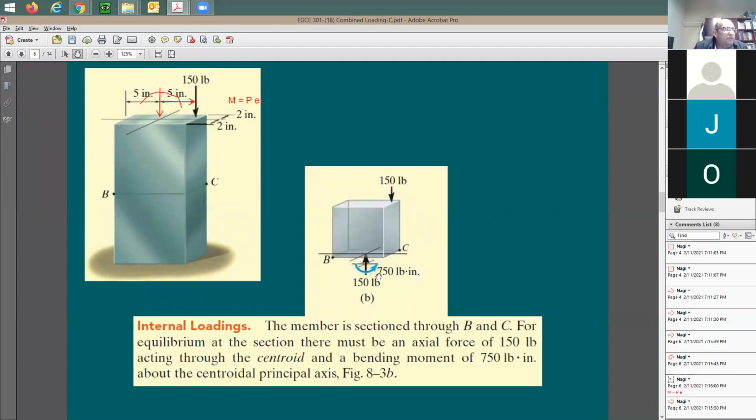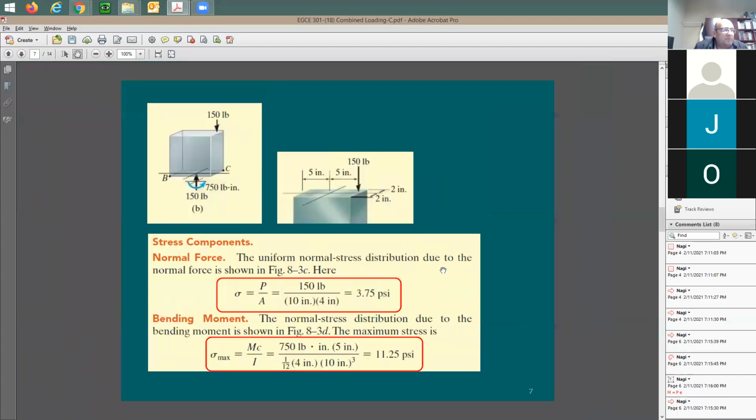And after that, I can do the stresses or the stress distribution both sides, like what you have here. You see this? Due to normal force, I have a uniform stress of 3.75. Due to bending moment, I'm going to have 11.25. One side is going to be compression. The other side is going to be what? Tension.